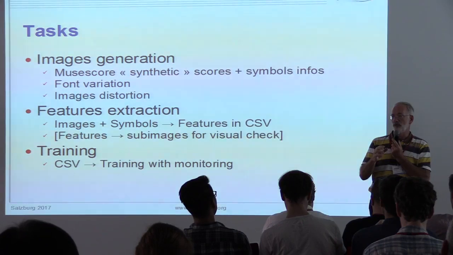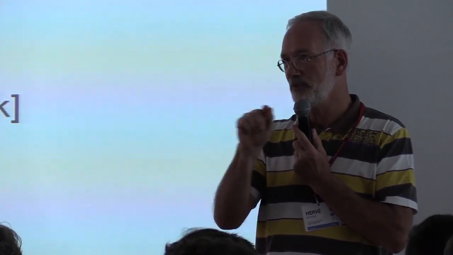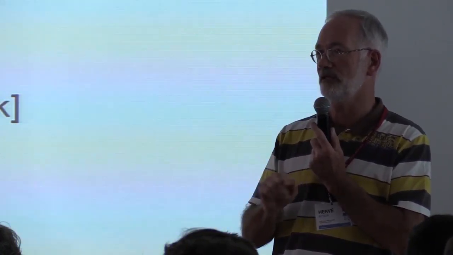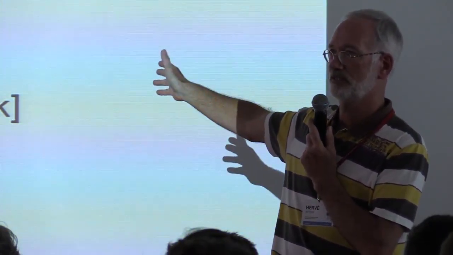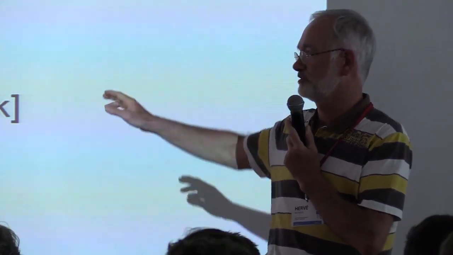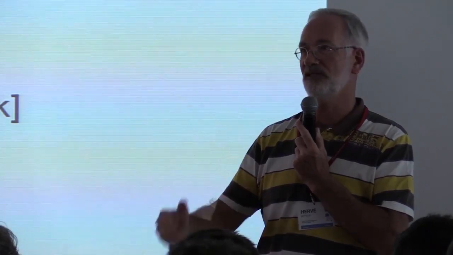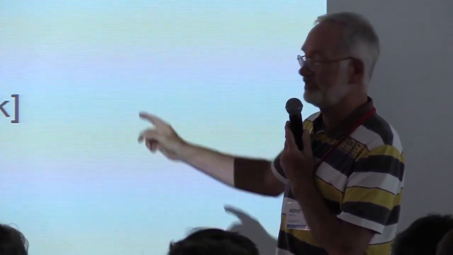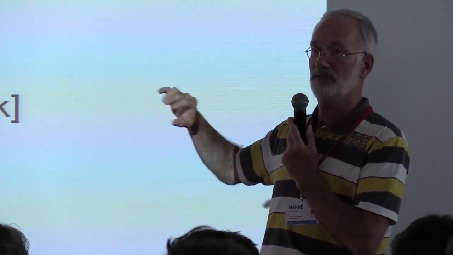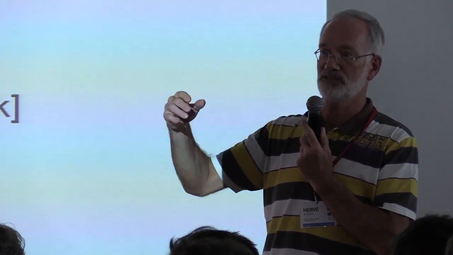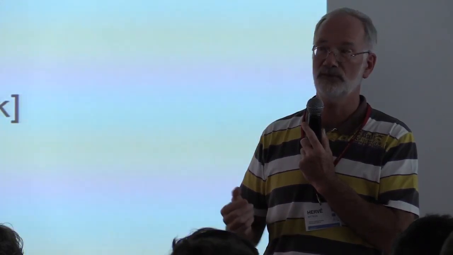Okay, so what we need is to extract features, to be precise, the very pixels of the context for each and every symbol, and we store them in a CSV, a comma separated value file. This is not mandatory, but it helps because it is just intermediate data which we can validate. And the first validation that we made was to read back the CSV and to generate some sub-images from this information, just to visually check that the data was correct.